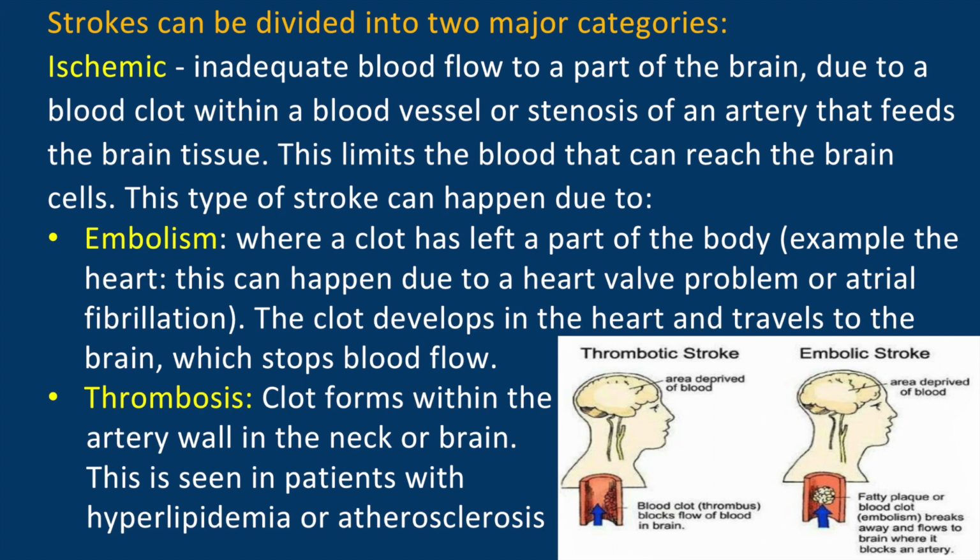The clot develops in the heart and travels to the brain, which stops blood flow to the brain. In thrombosis, a clot forms within the artery wall in the neck or brain. This is seen in patients with hyperlipidemia or atherosclerosis.